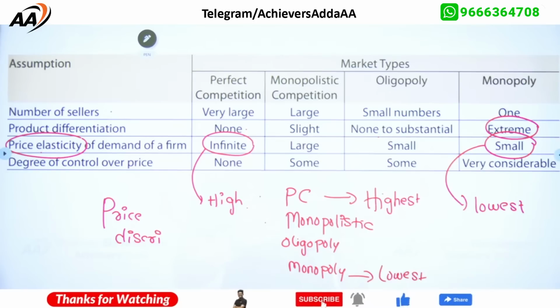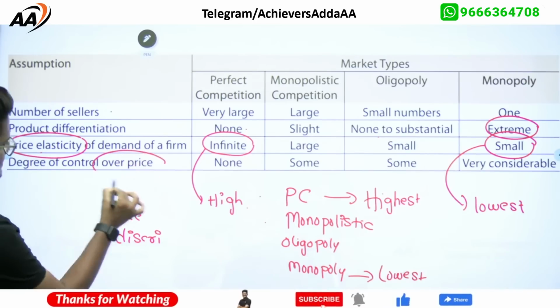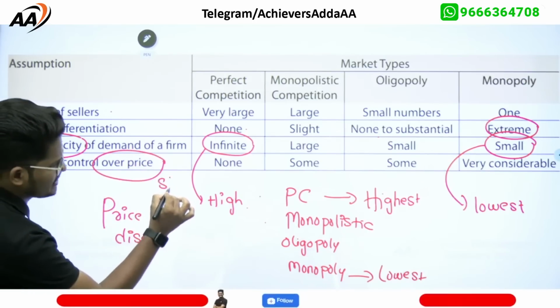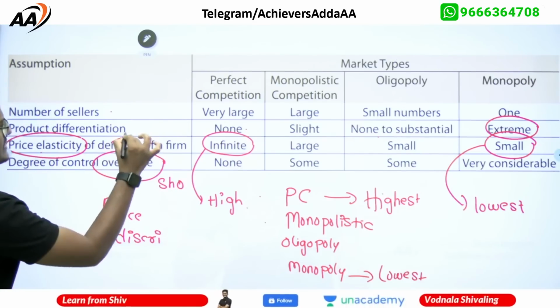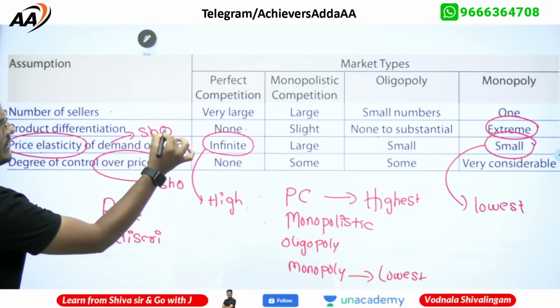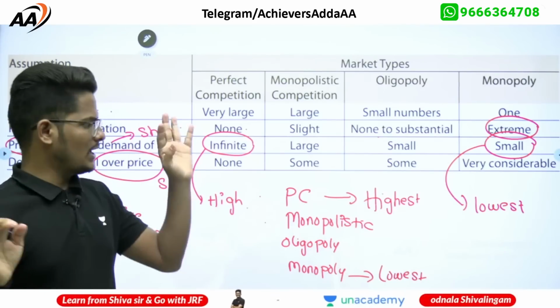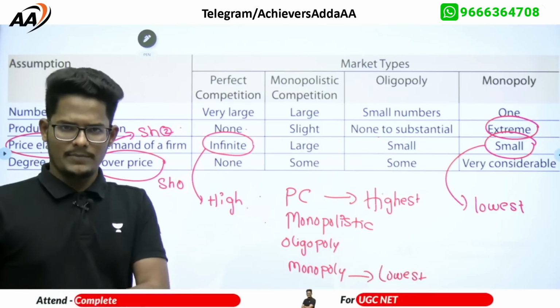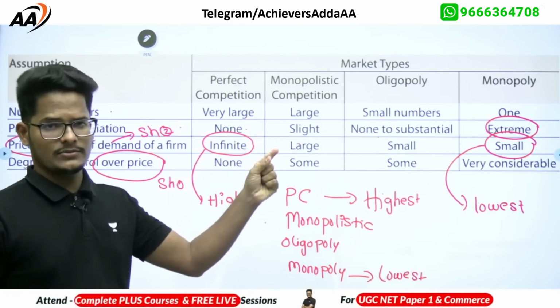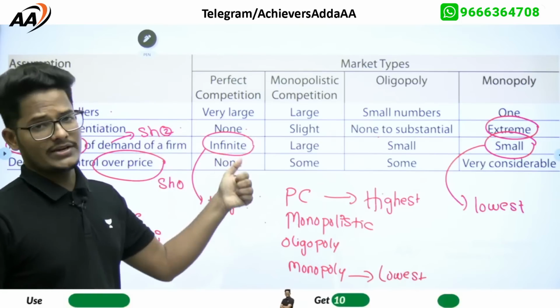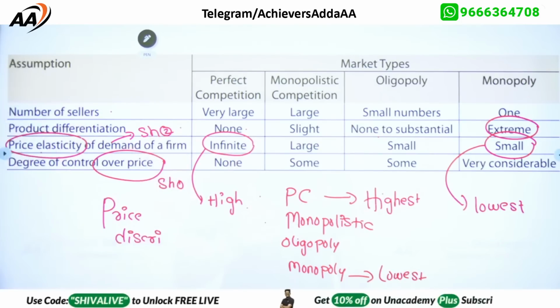Right? And in case of degree of control over the price, this is the Shift 1 question, this is the Shift 2 question in 2020. Please go and check, I am not telling on the air. Every question we solved in the Plus platform and in the free platform also, YouTube also. I have solved all the questions. Then go and check, you can find these questions.